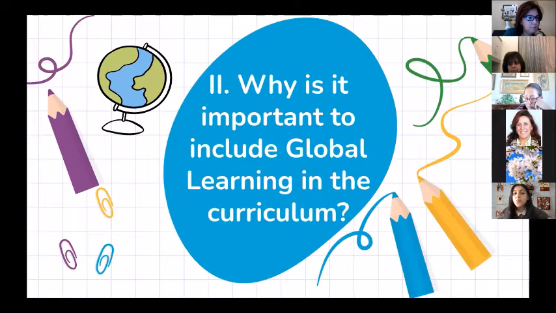The second point is, why is it important to include global learning in the curriculum? Some of you answered the question by using authentic content. You said that it's interesting. Is there anything that you want to add, like why it's important for us to include global learning into the curriculum and why now?